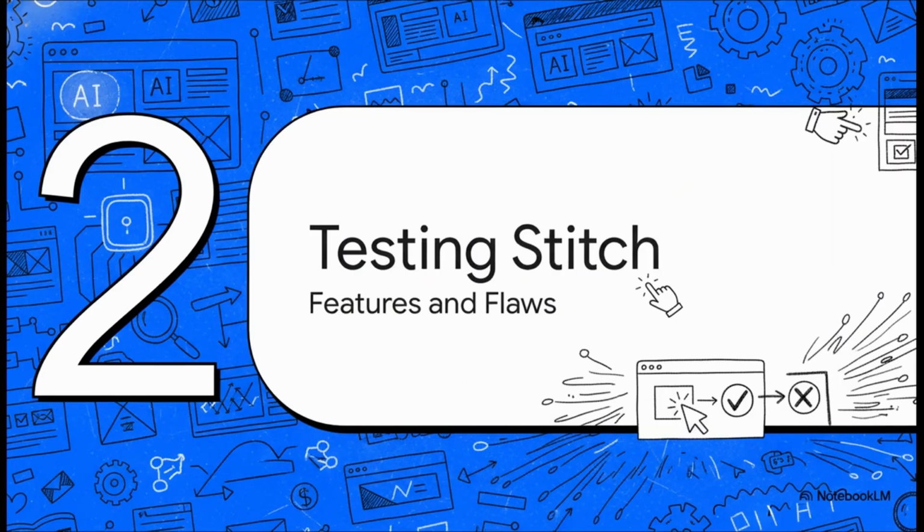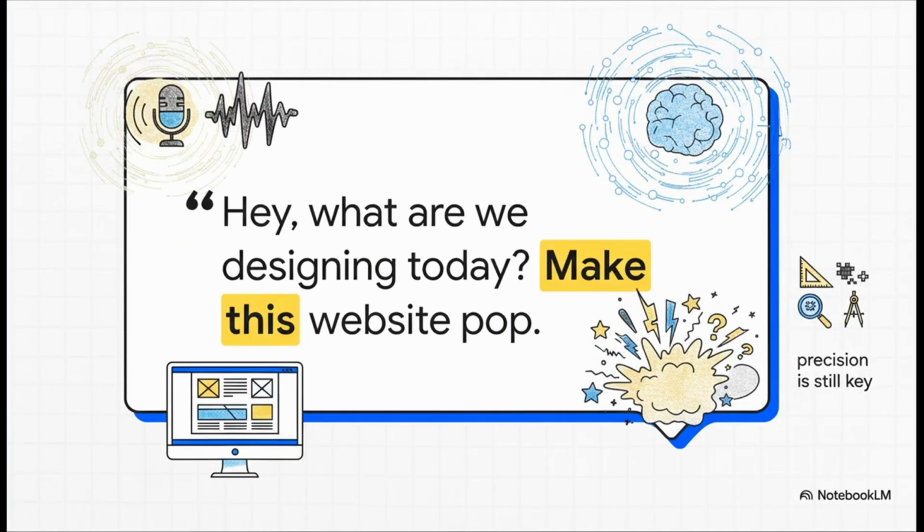Okay, next up, we're really putting Stitch through its paces. Let's take a look at a hands-on test of its features and, well, its flaws. Now, this is where things get a little sci-fi. One of the coolest features is voice command. You can literally talk to your design file. The user tried a pretty simple prompt: make this website pop. And while the idea is amazing, the results from a vague command like that were, frankly, not great. It's a really cool concept, but it looks like you still need to be super specific.